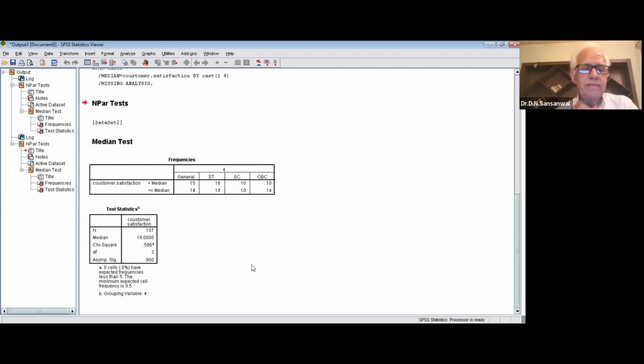Now here also my chi-square value is not significant. So it is the same story. If you want to make changes, then I have to make changes. Otherwise, this is how it has to be done. Do you want me to make changes in the data so that I have a significant value?